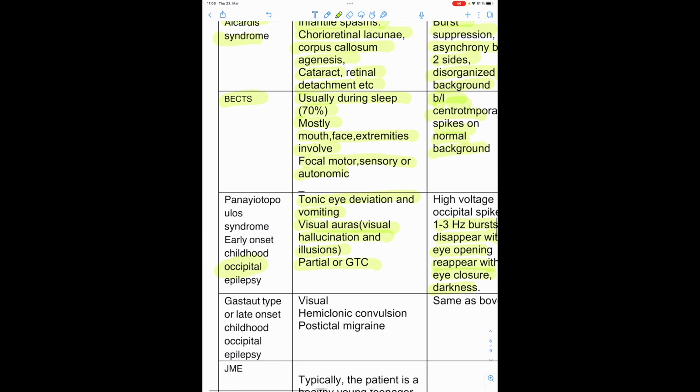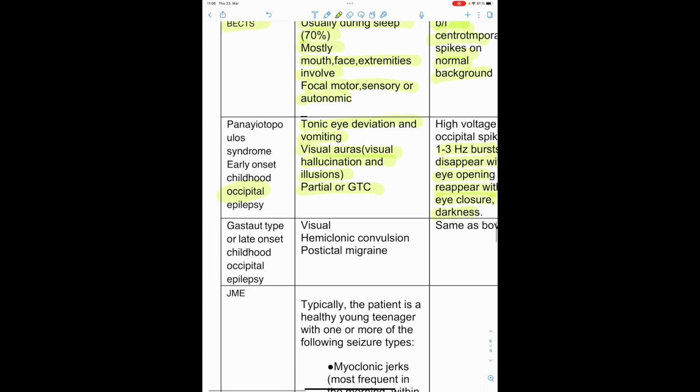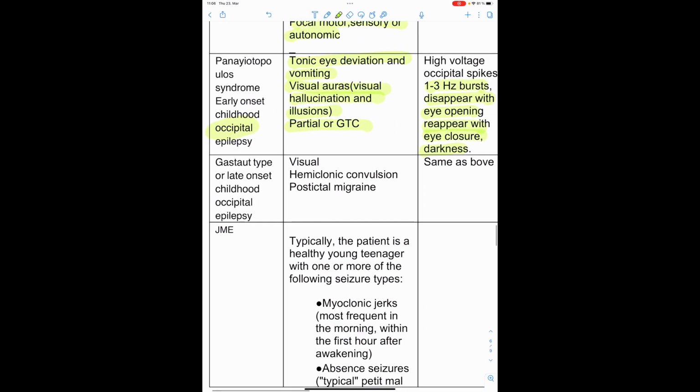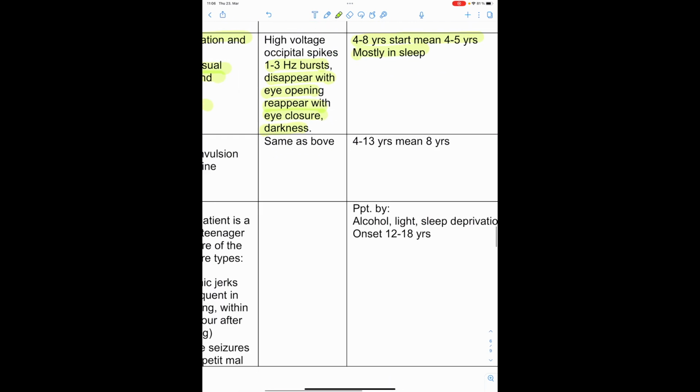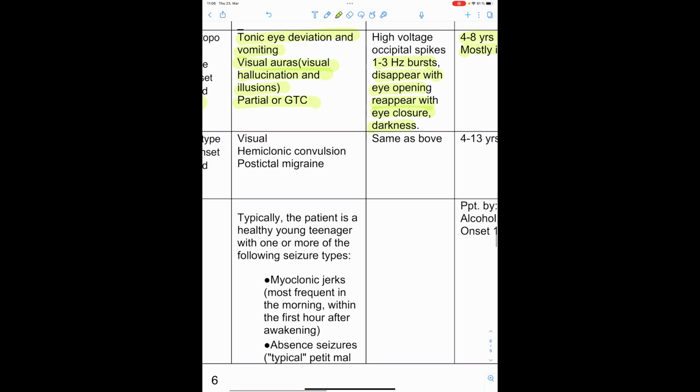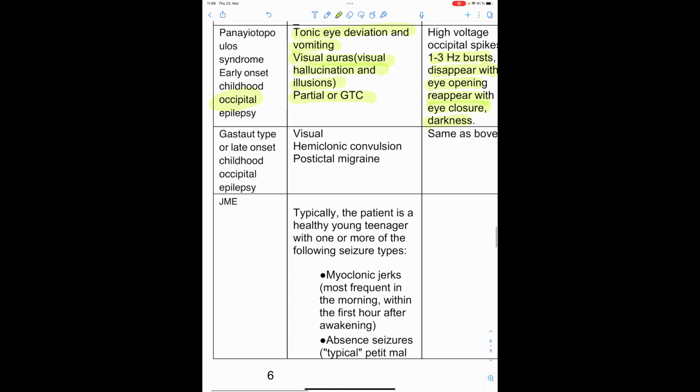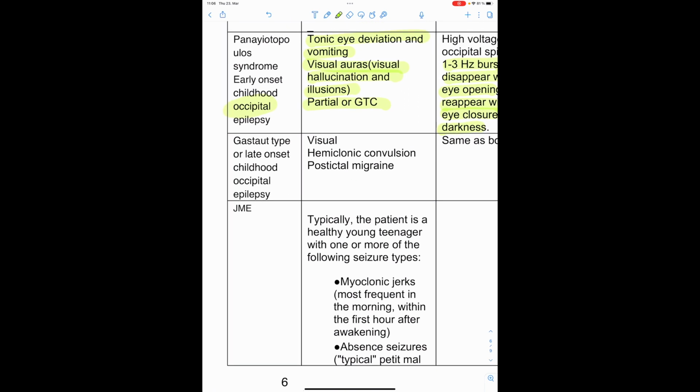So Becs are also during the sleep, and this early onset childhood occipital epilepsy is also mostly during sleep. And these 1 to 3 Hz bursts disappear with eye opening and reappear with eye closure or darkness, and tonic eye deviation, vomiting, and visual auras, partial or GTCs.